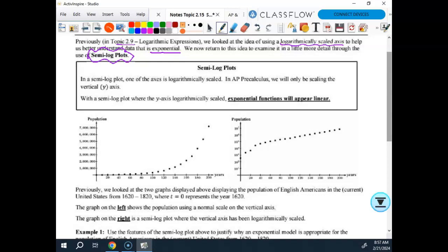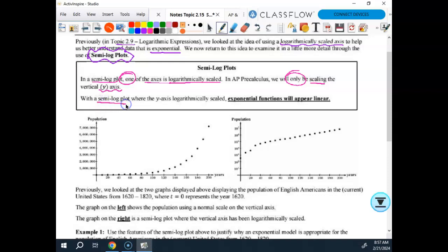Okay? So semi-log plots, what are they? In a semi-log plot, one of the axes is logarithmically scaled. In AP Pre-Cal, we will only be scaling the y-axis. Okay? So it is possible to just have the x-axis scaled, but that's not what we're doing. We're just scaling the y-axis. That is it.